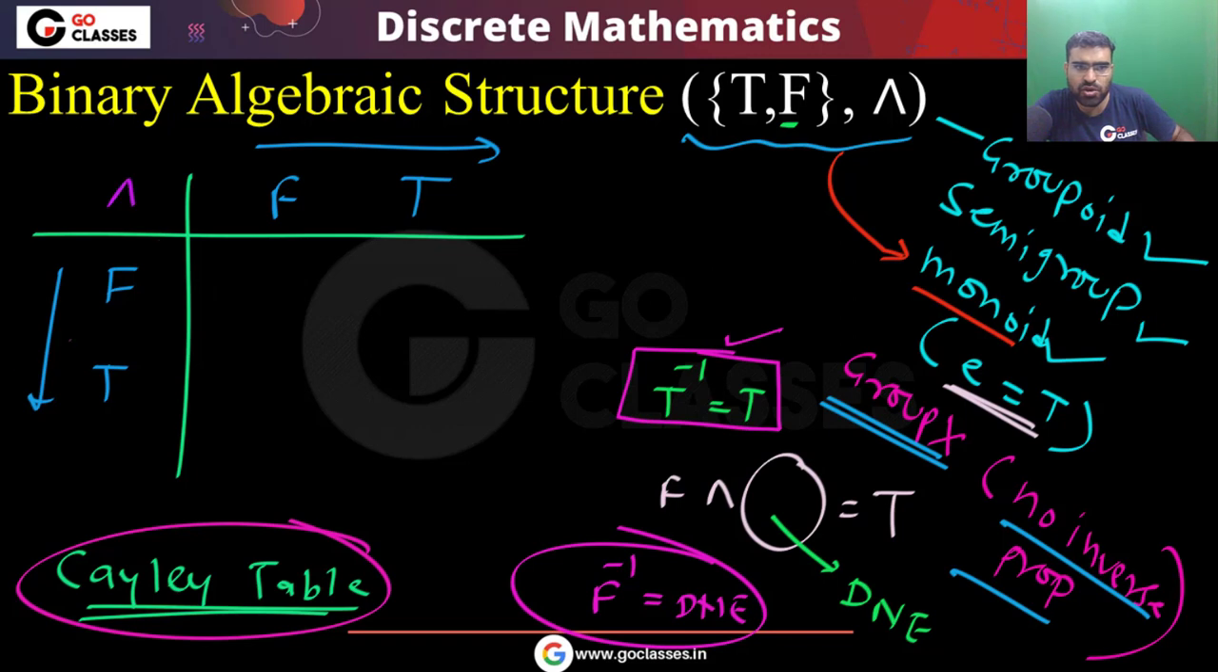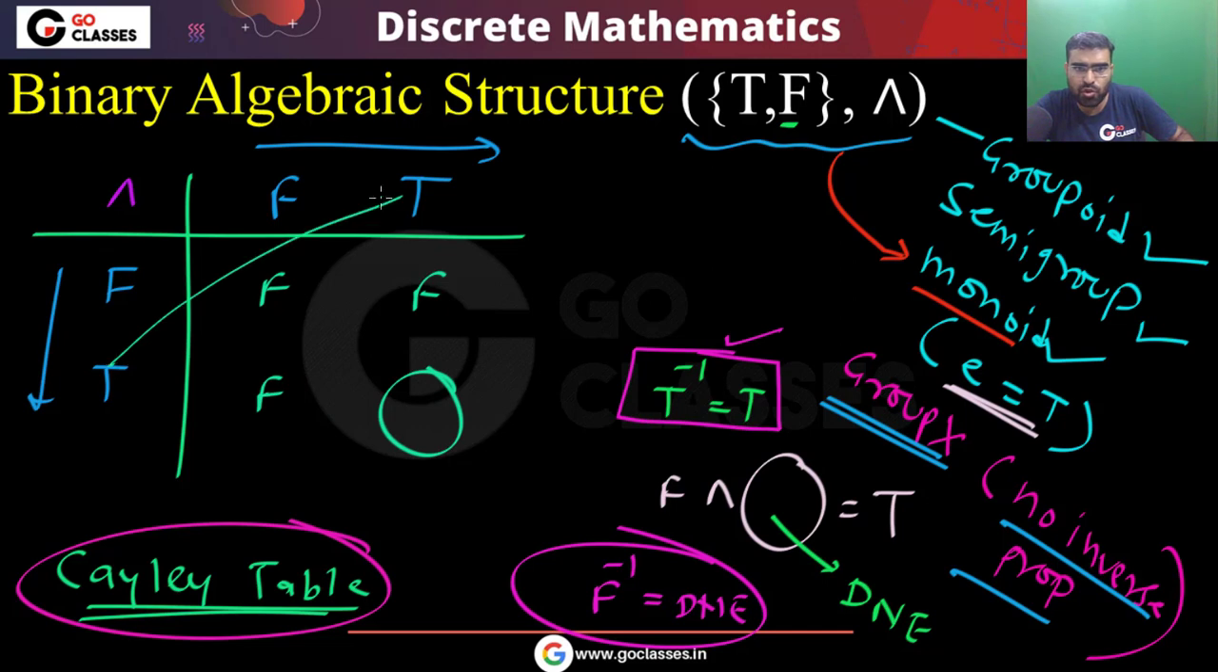Once you write like this, now you can fill this Cayley table. This Cayley table is simple. This entry means false and false, and false and false is false. This entry means false and true, and false and true will be false. This entry means true and false, that will be false. So this entry will be false.